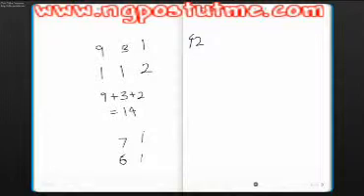Then 1 times 1, that's going to give us 1. 42 plus 1 is giving us 43 in base 10. Why are we converting to base 10? Because we are familiar with multiplication in base 10.